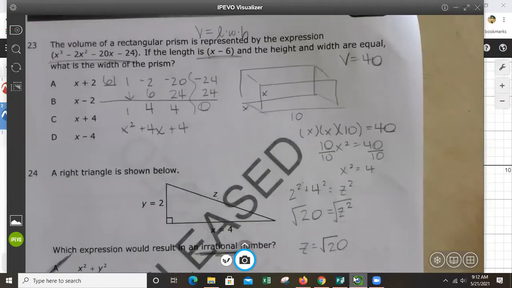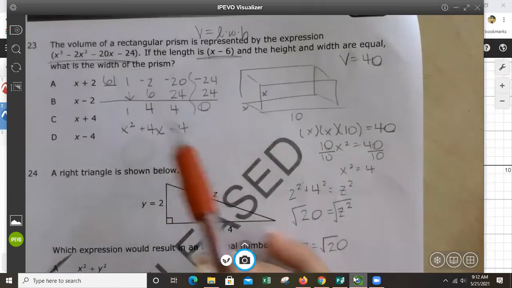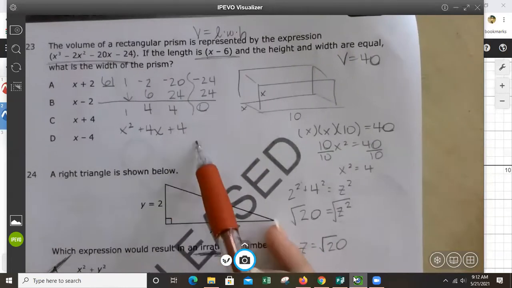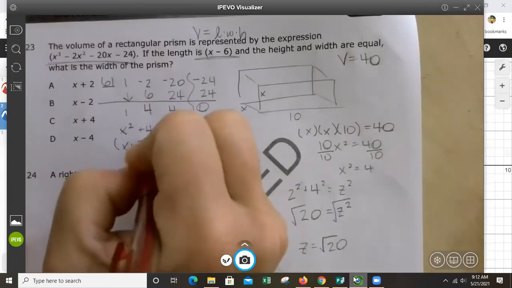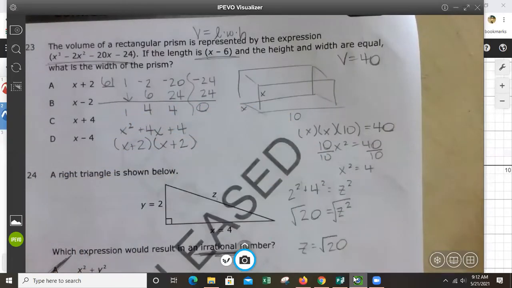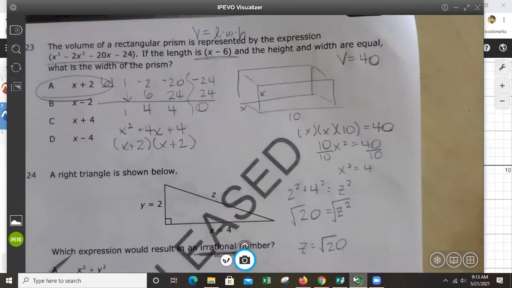What do you mean? Say it again. I think you said it right. I just can't hear you. Sorry. Factor it. Factors of the last that add to the middle. What are your factors of 4 that add to 4? Remember when it said that those two were the same? Are they the same? Yes. So our answer is x plus 2. So again, not hard things. You just don't know quite what they're asking. Okay.